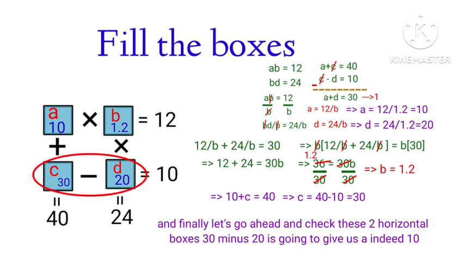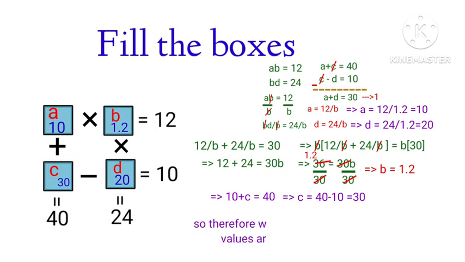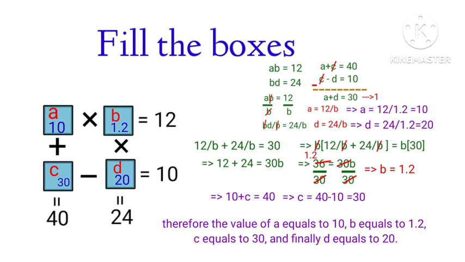And finally let's check these two horizontal boxes. 30 minus 20 is going to give us indeed 10. So therefore we conclude that all these values are valid solutions. Therefore the value of A equals 10, B equals 1.2, C equals 30, and finally D equals 20.